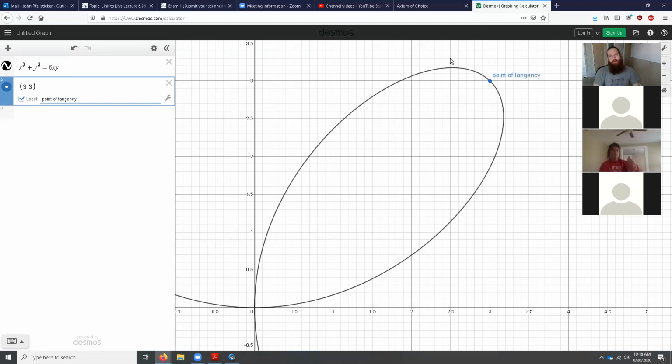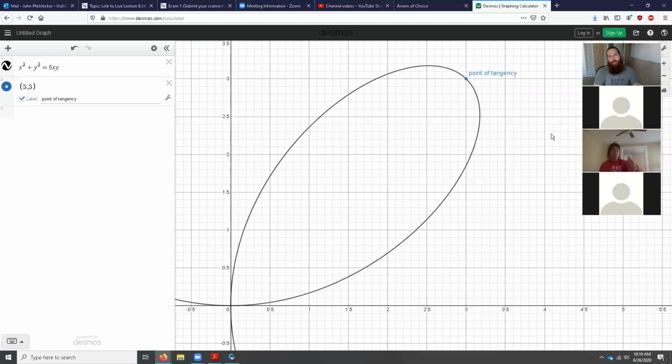So I'd like to know, can I find the equation of the tangent line at this point? We can kind of see what it should look like. Right, it looks like the slope there might even be -1, but it could be a little bit bigger. It's hard to tell. It could be a little bit smaller.